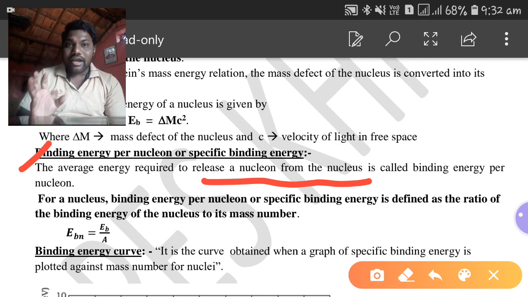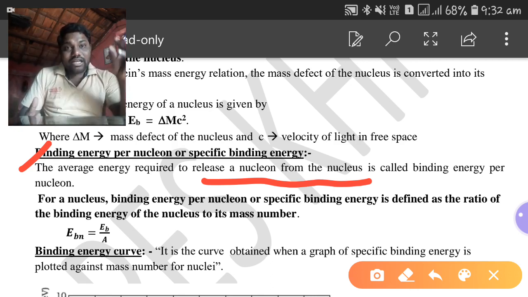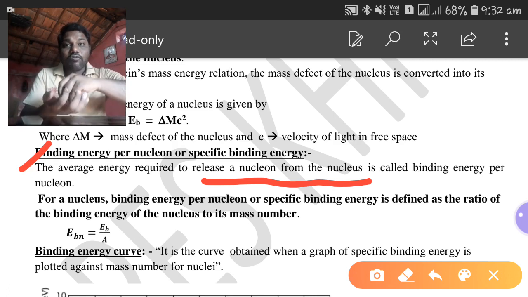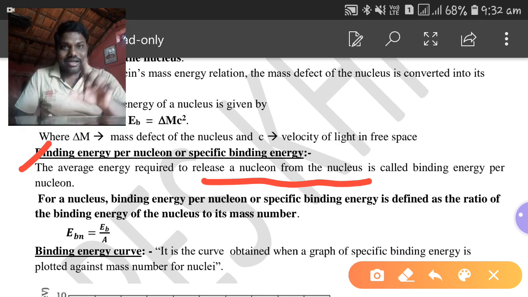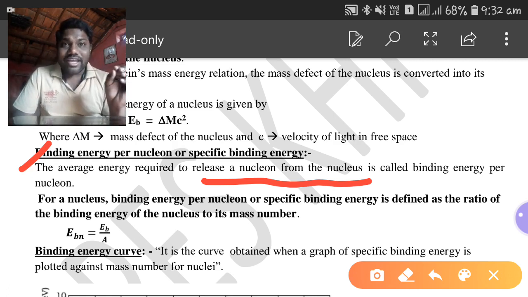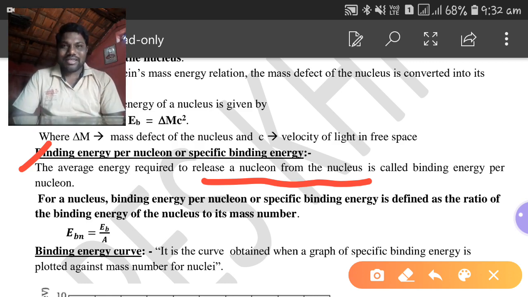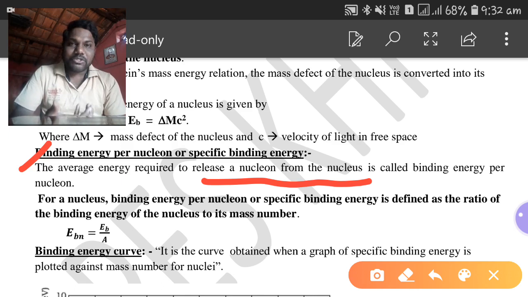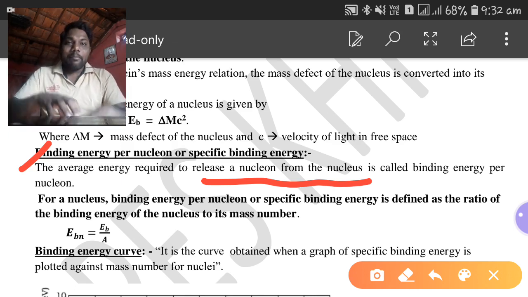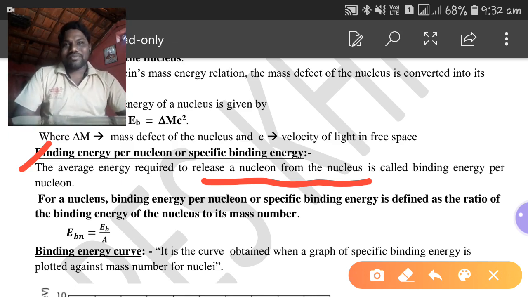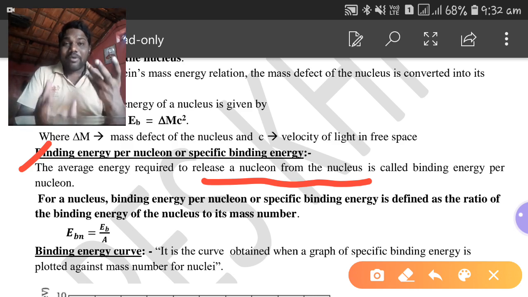Simply have a look here. The binding energy is the amount of energy required to separate all the nucleons. Specific binding energy is the amount of energy required to separate only one nucleon. Is it clear? So this specific binding energy is nothing but binding energy per nucleon.